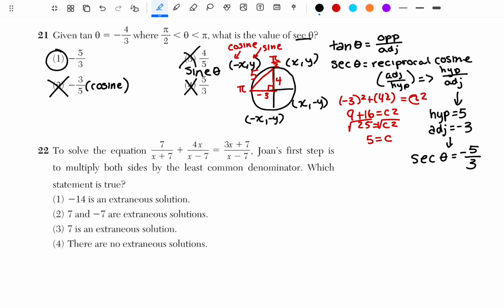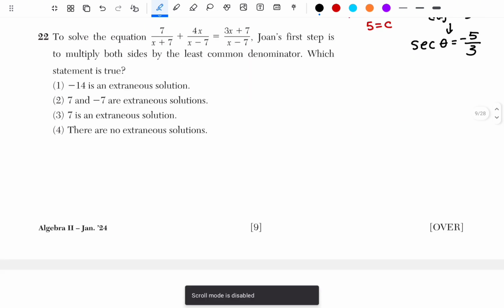Now for question number 22. Okay, question number 22 says, to solve the equation 7 divided by x plus 7 plus 4x divided by x minus 7 equals 3x plus 7 over x minus 7, Joanne's first step is to multiply both sides by the least common denominator. Which statement is true? So if we're multiplying by the least common denominator, we're going to rewrite our equation.